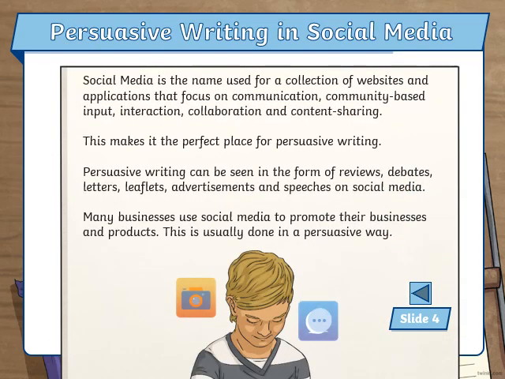Persuasive writing in social media. We have lots of persuasive writing nowadays. This makes it the perfect place for persuasive writing, as can be seen in the form of reviews, debates, letters, leaflets, adverts, speeches and so on. Many businesses nowadays use social media to promote their business, like Facebook, Telegram, WhatsApp, and others.